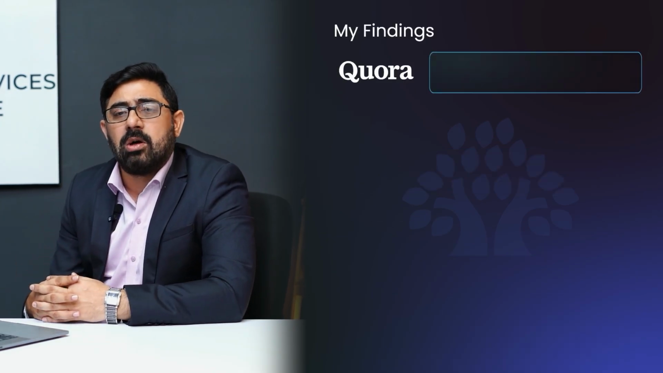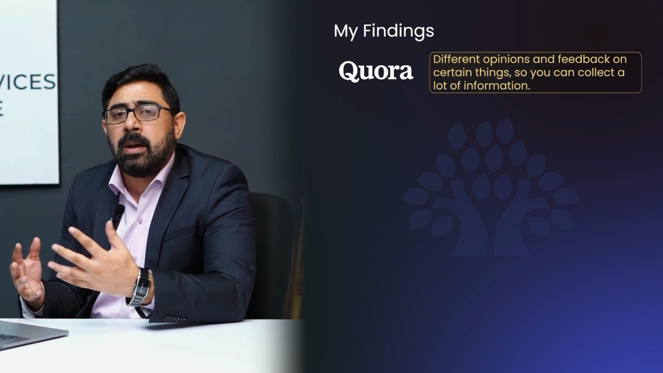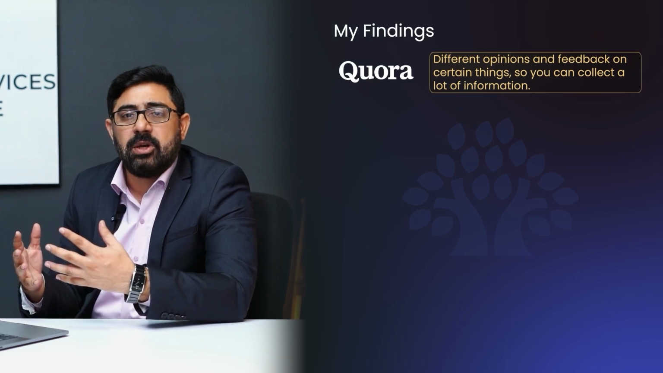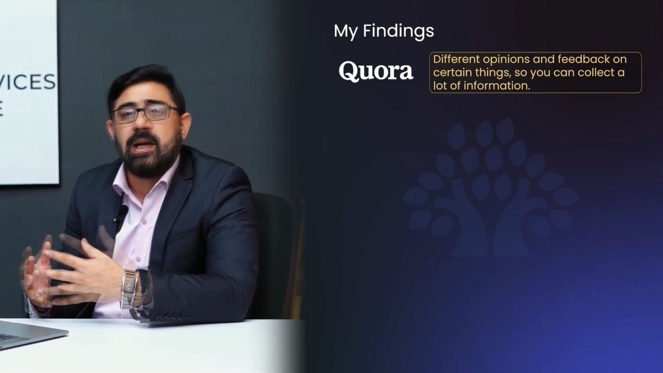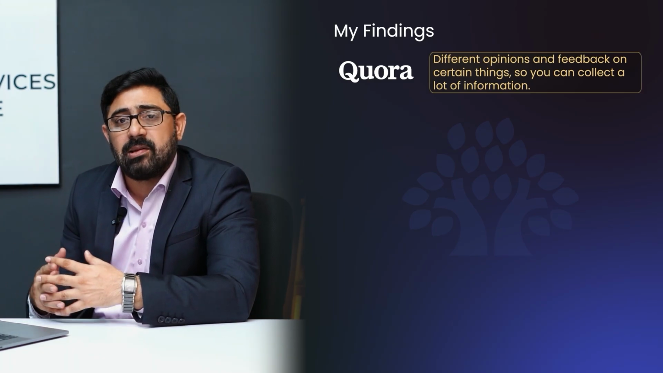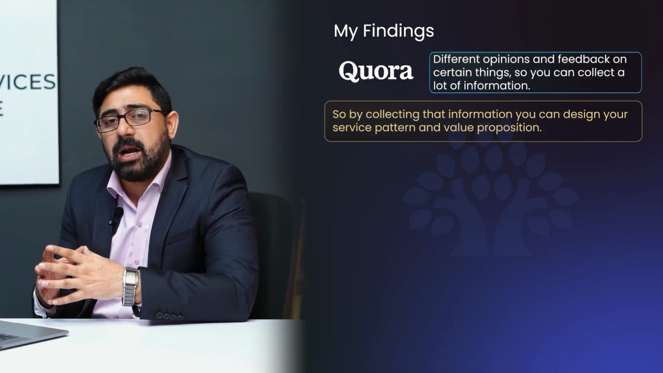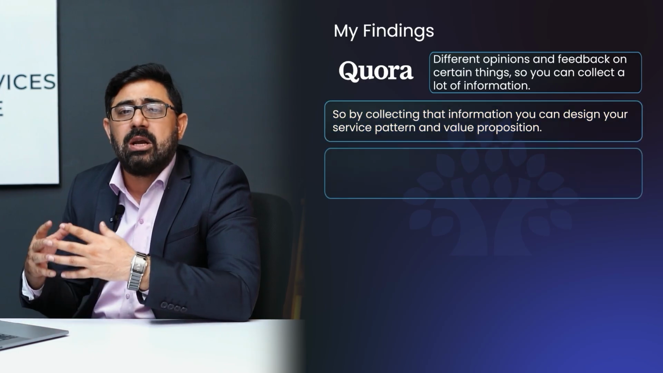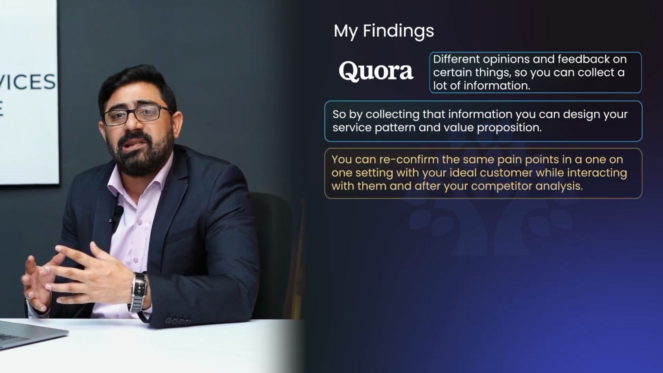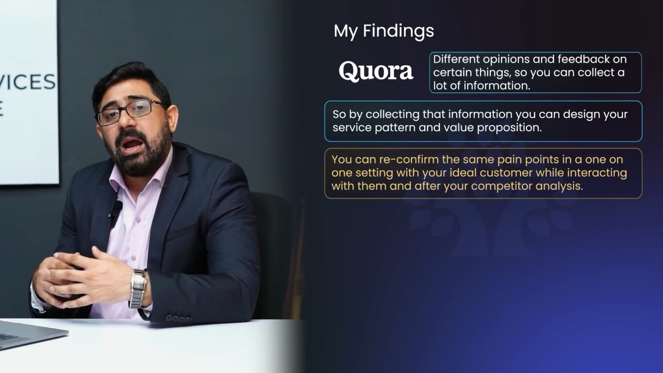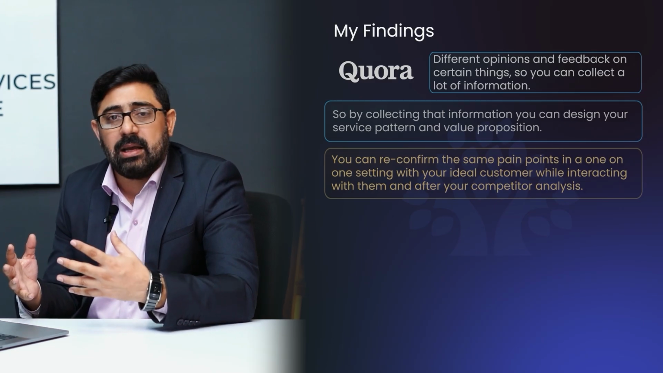Similarly, at Quora, you can come across different people's opinions, feedback or reviews about certain things. So you can collect a lot of information about your industry's pain points, as people are talking about those pain points. By collecting information from here, you can design your service pattern and your value propositions well, and you can reconfirm the same pain points in a one-on-one setting with your ideal customer while interacting with them, and after going through your competitor analysis. Similarly, let's talk about Gartner studies.